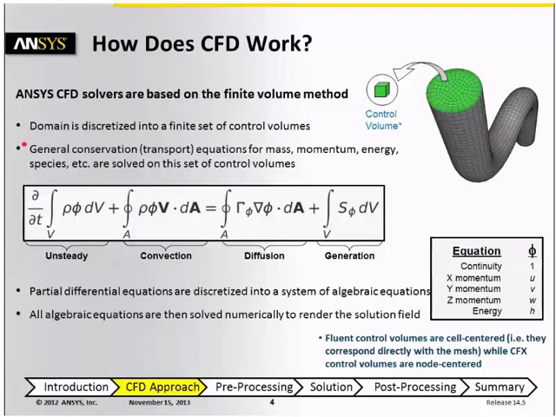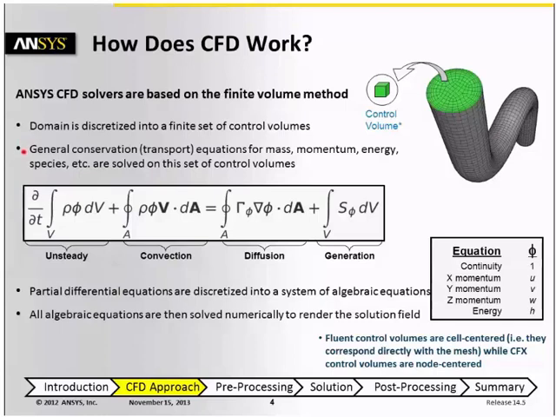Once we have a domain and a mesh, we need to consider the equations that govern flow and transport in the domain. These equations include conservation of mass and momentum, and then possibly also energy and species, depending on the specific problem that we're solving.